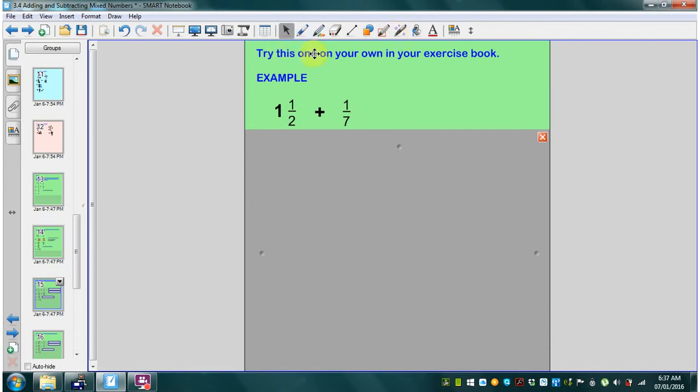So I want you to try this one on your own. Pause the video, try it on your own, and when you come back, I'm not going to go through it step by step as detailed as I did the first time. I'm just going to show you the solution, and if you got it right, great, you're ready to move on. If not, go back and find out where you made your mistake.